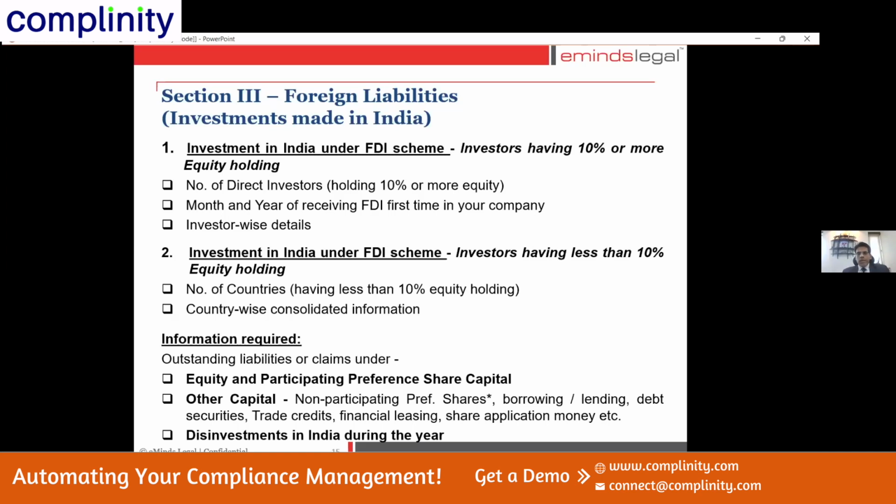So to reiterate, in case investors are having 10% or more equity holding, all this information is to be mentioned on the basis of each investor. And in case of less than 10% shareholding, then these have to be mentioned on the basis of country-wise consolidated information.